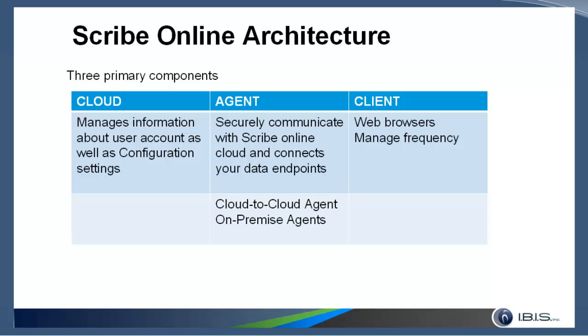The next component, which is by far the most important, is the Scribe Online Agent. An agent is what securely communicates with Scribe Online Cloud and connects your data endpoint. Basically, every integration requires an agent to run. And we have two different types of agent. There's a cloud-to-cloud agent, and as I mentioned before, we have the on-premise agent, which is basically an agent you download on your local computer, and it will have access to any data sources that you have on your local computer. So you don't have to open the firewall as long as you have internet access on that local machine. You'll be able to communicate with the cloud service and run your integration.